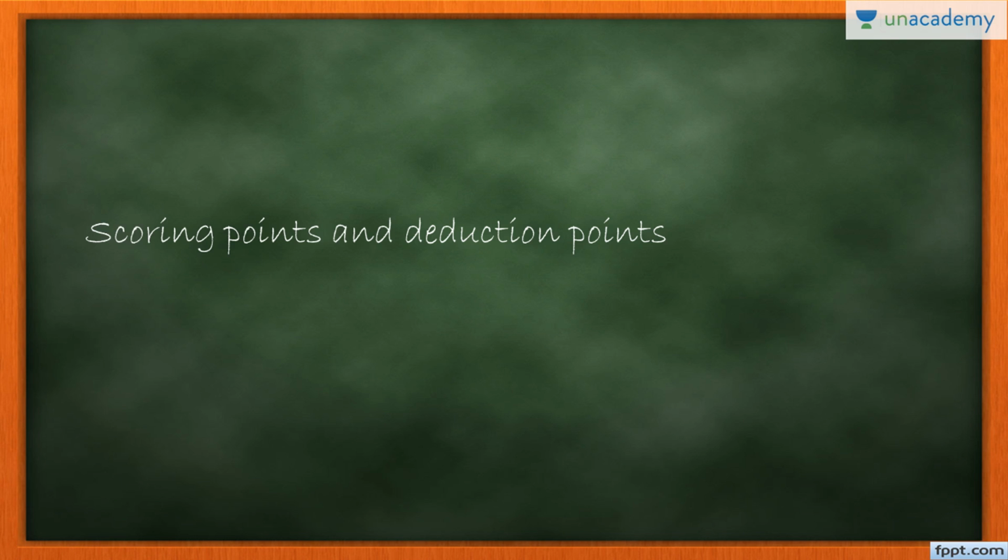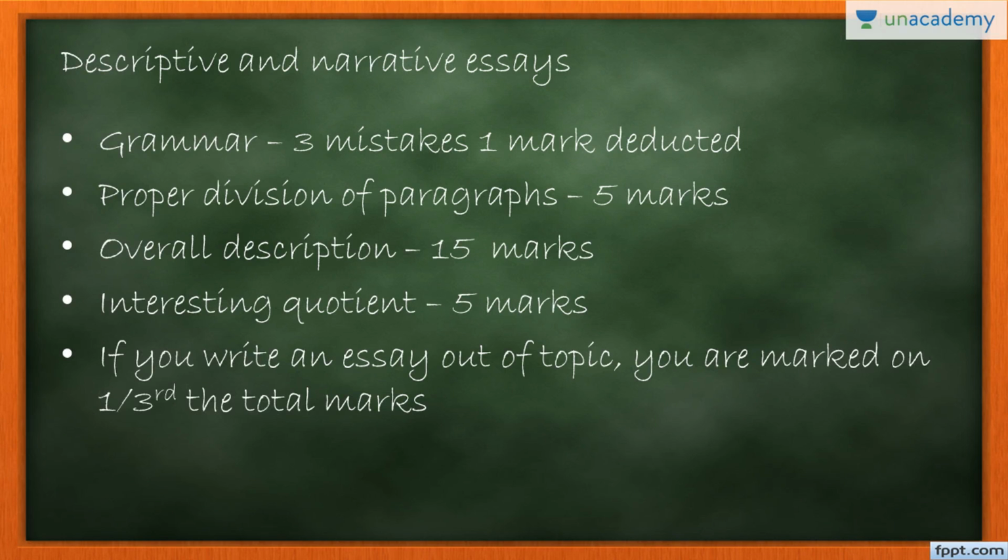So, scoring points. For descriptive and narrative essays, what you need to know is that for every 3 grammatical mistakes that you make, 1 mark will be deducted. Now in grammatical mistakes, not only does functional grammar count, but also your handwriting is included. Why? Suppose your capital letter looks like a small letter. That is a grammatical mistake, and marks will be deducted for that. So if you have 3 such occurrences where your capital letter looks like a small letter, or a small letter looks like a capital letter, in that case you will be penalized.